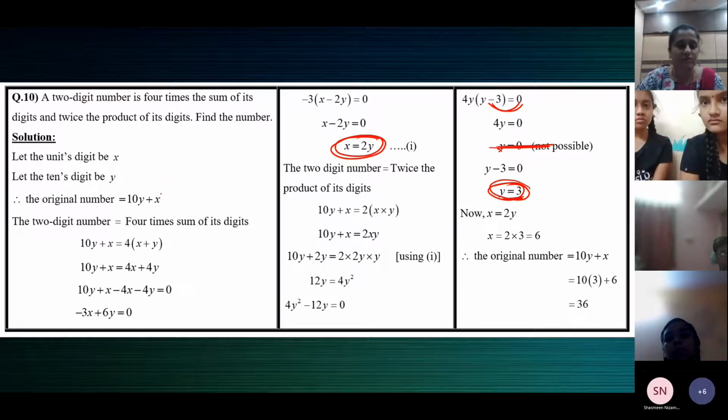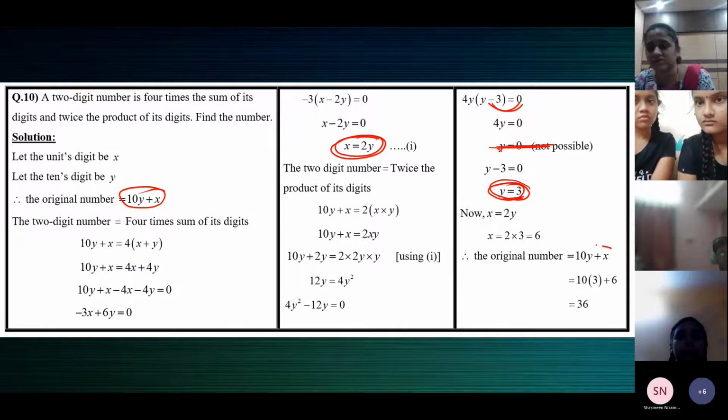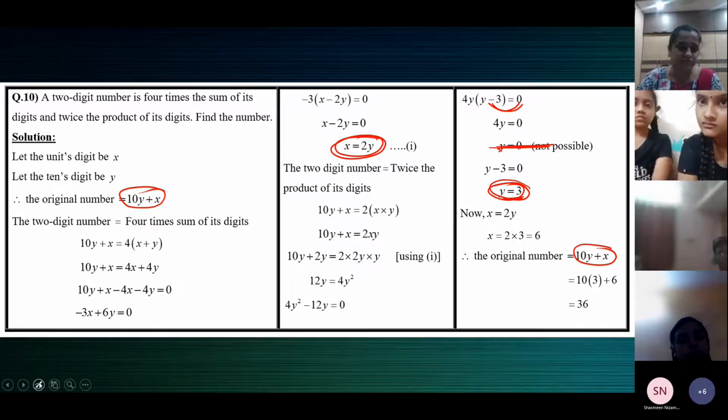So the original number is 10y plus x. Substitute the values of y and x and get the original number, which is 36.